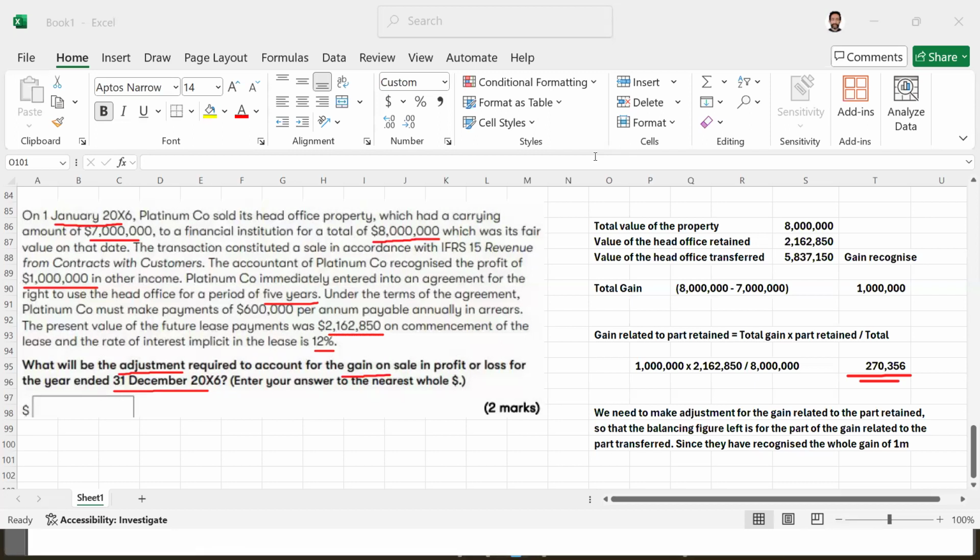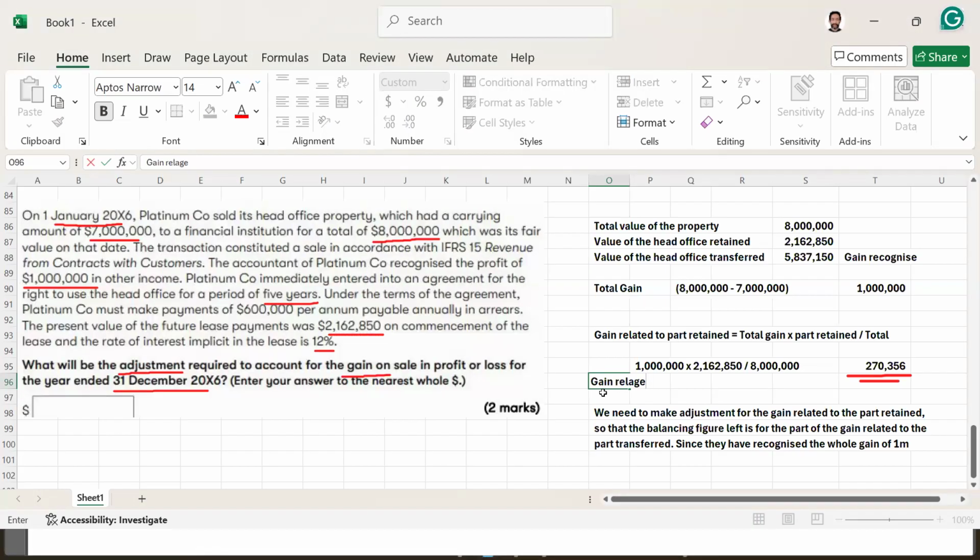Yes, people, are you still with me? Yes. I've got some feedback. It makes sense. Just maybe on the last part, on the total gain part to be retained. You see the total. Sure. Yeah, the total gain is 1 million. I could just do this working for you. The gain related to part transferred. I could just do this working so that you just have the whole idea.